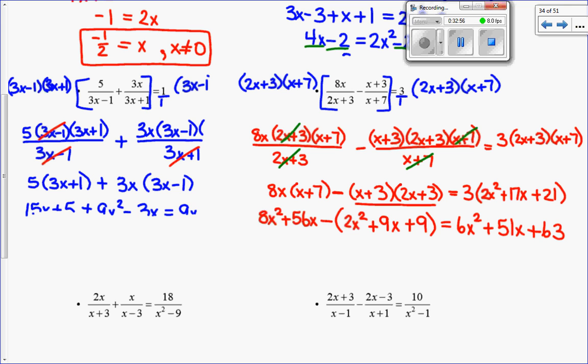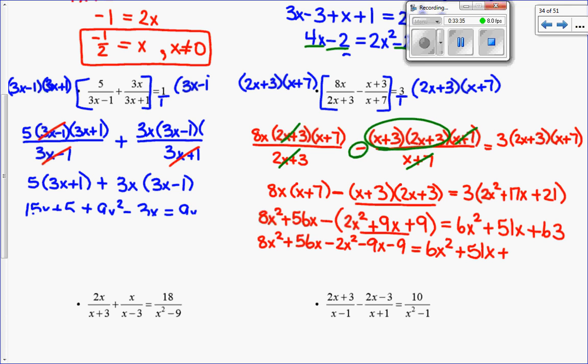Okay, so now we will distribute this negative 1 that's here by each term in this trinomial there. So we've got 8x squared plus 56x minus 2x squared minus 9x minus 9 is what that would make it. You have to really watch those negative signs, those subtracting signs. It means minus this whole amount. And that was my mistake. I'm sorry about that. 6x squared plus 51x plus 63.